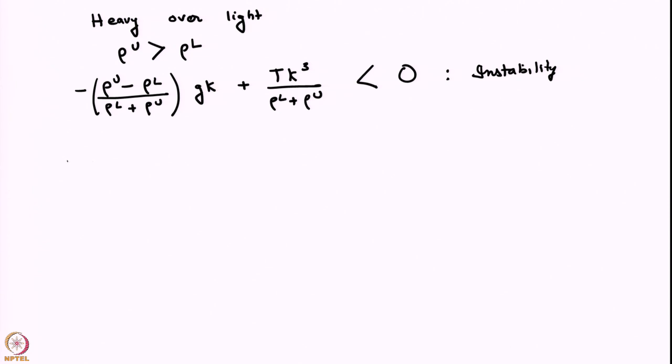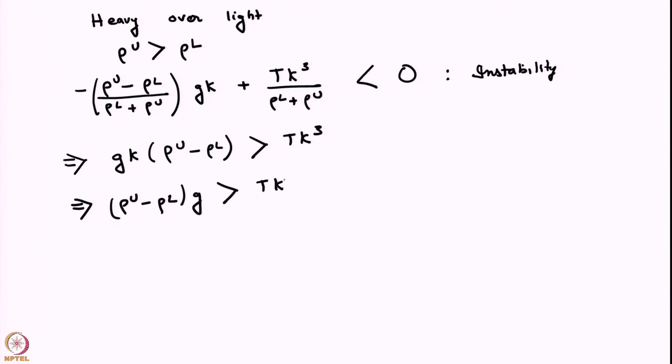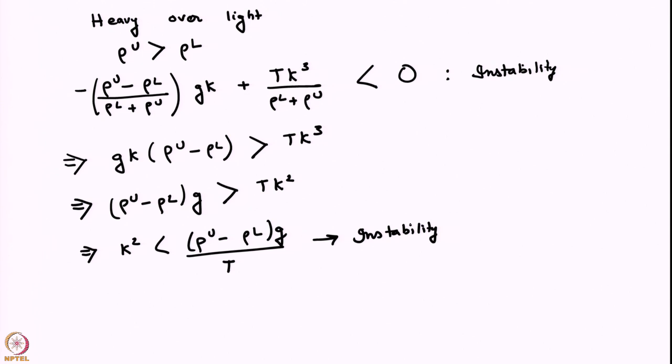So let us work out what is the criteria for instability. So we have gk into rho u minus rho l, and rho l plus rho u is there in the denominator, a positive quantity, so I can cancel it out. So gk into rho u minus rho l is greater than tk cube. I have cancelled out the denominator. And so we have rho u minus rho l into g is greater than tk square. K is again a positive quantity, it is a wave number. And so this is telling me that for k square less than rho u minus rho l into g divided by t, we get instability. So only certain waves are unstable.